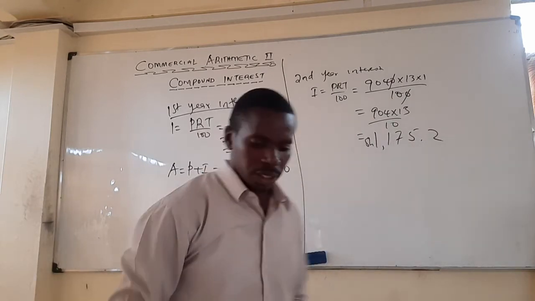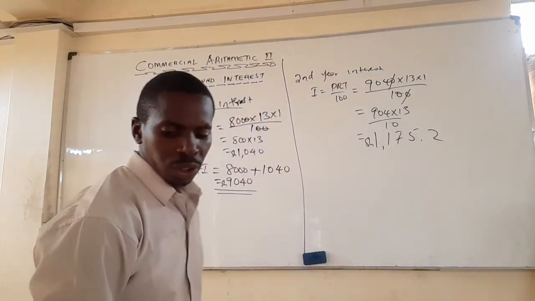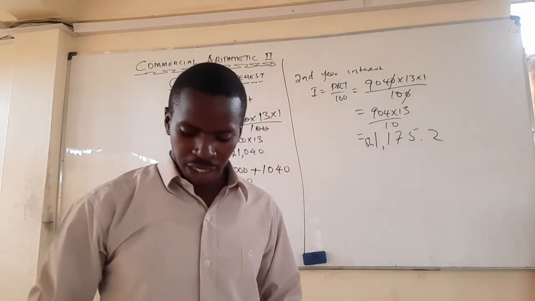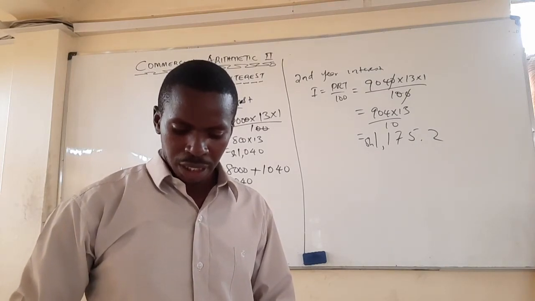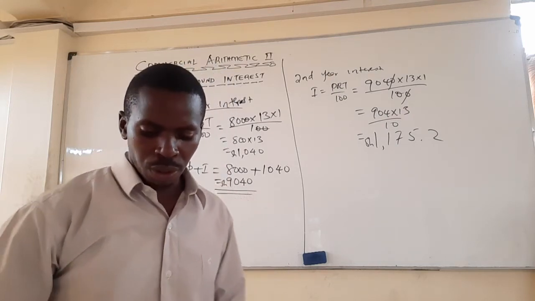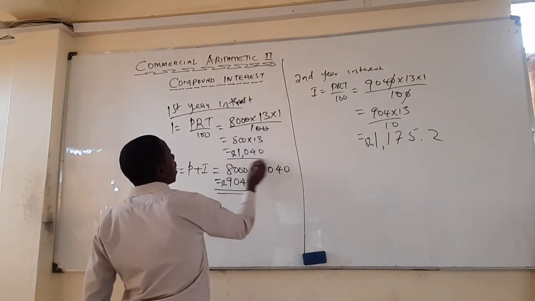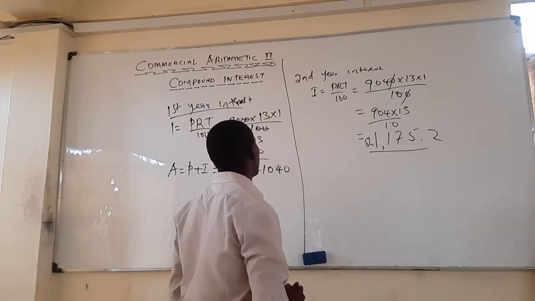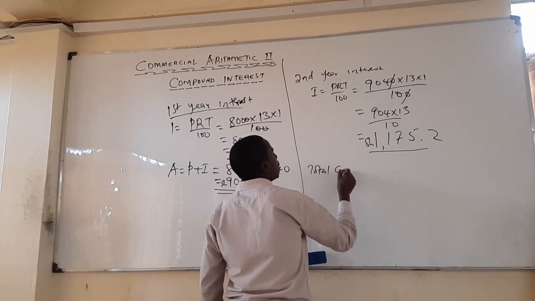So that is the interest we are going to get in the second year. Now the total interest. The question here is asking us to find the compound interest when 8,000 is invested for 2 years at the rate of 13%. So the first year interest is 1,040. The second year interest is 1,175.2.